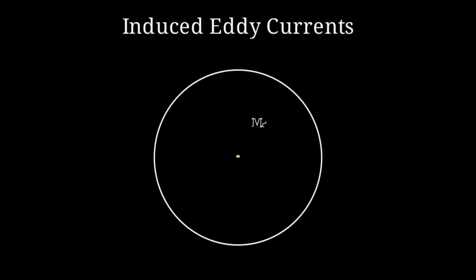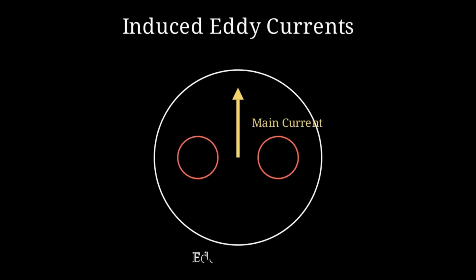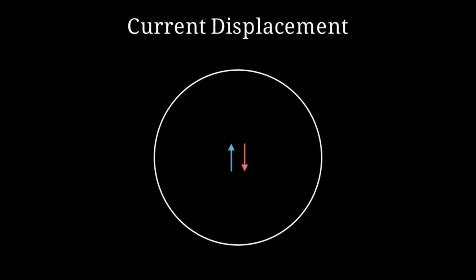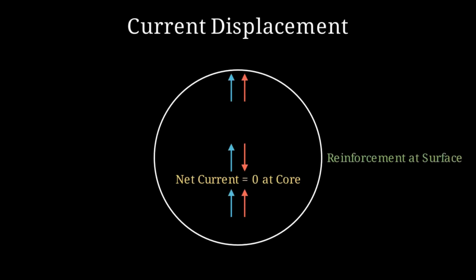The changing magnetic flux induces small loops of current called eddy currents. At the center of the wire, these eddy currents flow in the opposite direction of the main current, creating resistance. Because the eddy currents oppose the main flow in the center but reinforce it near the surface, the total current is displaced outward. This effectively reduces the usable area of the conductor.